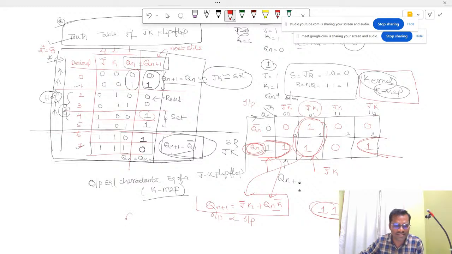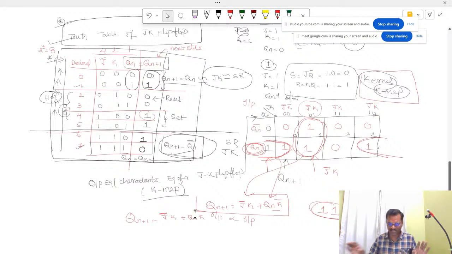Now, what is the characteristic equation of a JK flip flop? It is very simple. J bar K plus K bar Qn. Q(n+1) equals J Qn bar plus K bar Qn. So this is what you have to get. So now you try to write down.